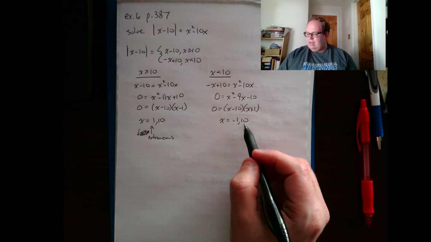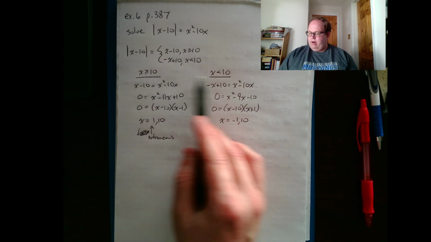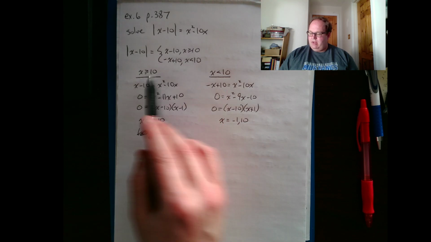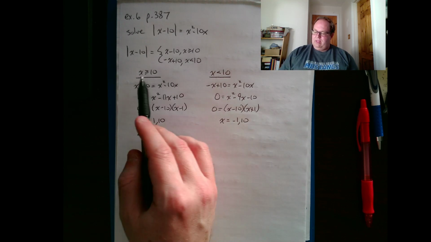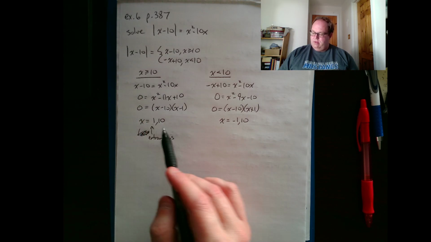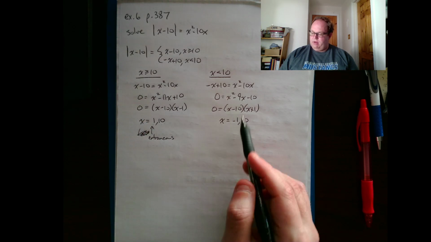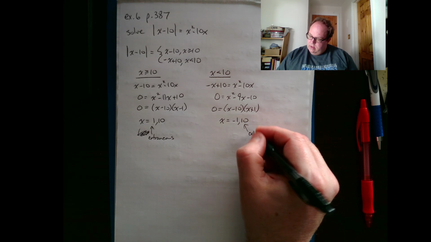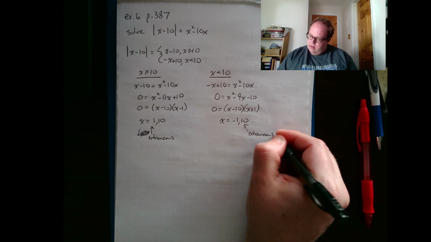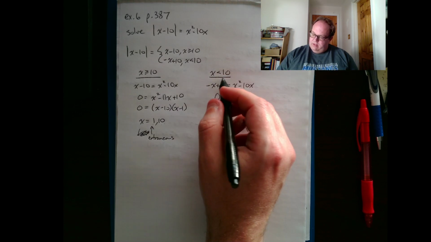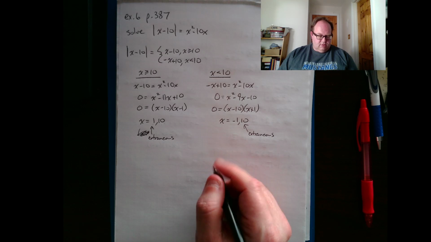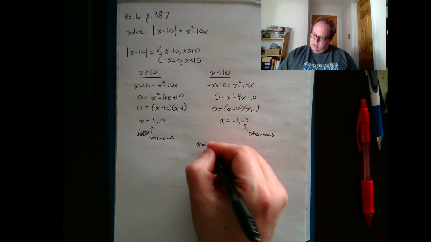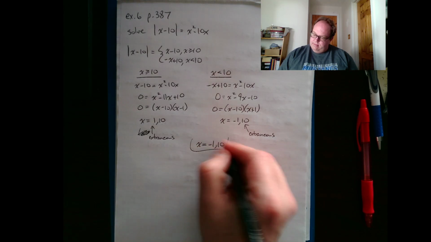Although you'll notice that it really wouldn't have mattered where I put the equal sign in my inequality. If I'd left it off over here, then both solutions would have been extraneous, but I would have got the 10 back over here. The negative 1 certainly meets the qualifier, so my solutions are negative 1 and 10.